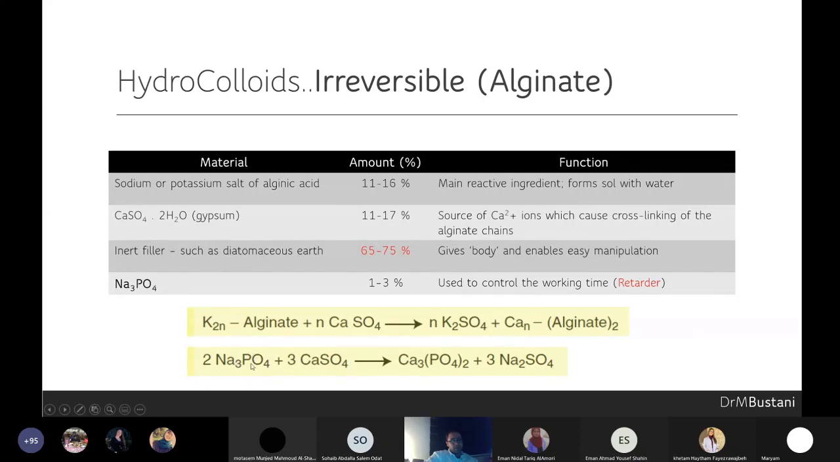The sodium phosphate is the retarder. Sodium phosphate decreases the speed of the reaction through reacting with calcium sulfate. So the amount of the retarder, the amount of sodium phosphate in the bag, is what makes it a fast setting or slow setting material. All right. The other thing that I wanted to highlight is the amount of the filler material. The filler material is any material that we use just to give the material some body, some mass.